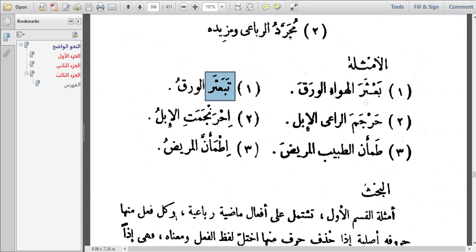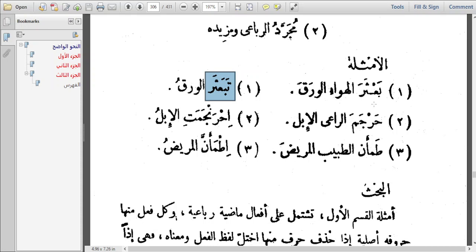Taba'athara. From ba'athara, four radical letters. Why are we saying that in ba'athara all the letters are asli? They are part of the verb. You can't take anyone out: you can't take the ba out, you can't take the ain out, you can't take the tha out, you can't take the ra out. So in ba'athara, all of them make up the root of the verb.